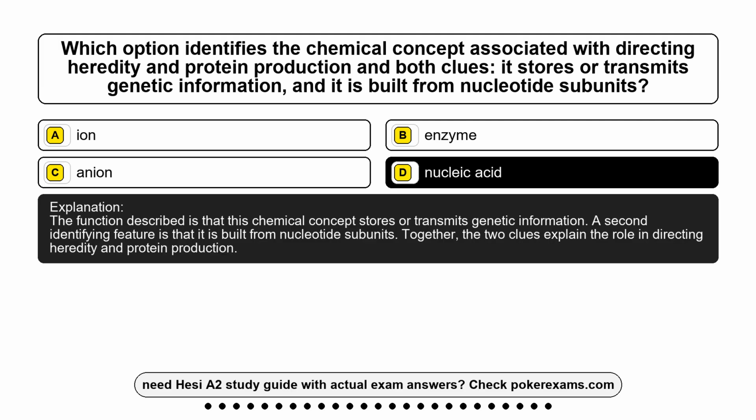The function described is that this chemical concept stores or transmits genetic information. A second identifying feature is that it is built from nucleotide subunits. Together, the two clues explain the role in directing heredity and protein production.